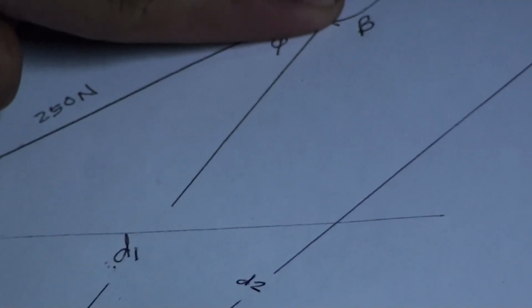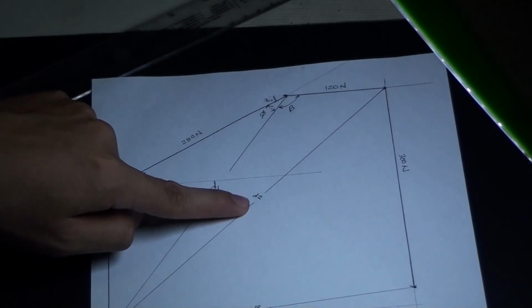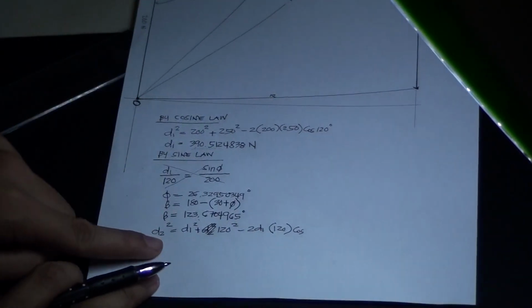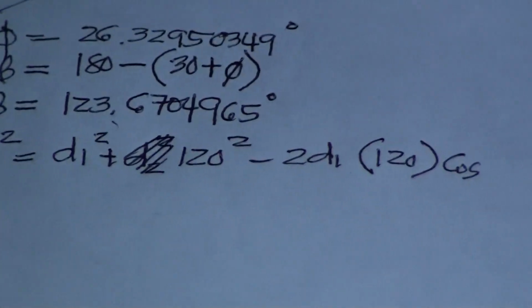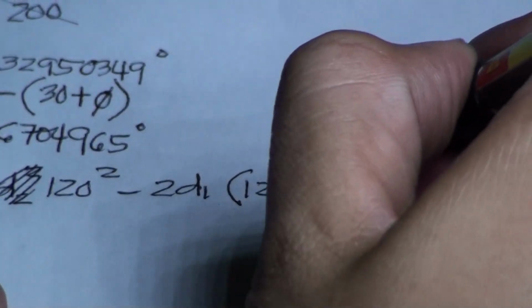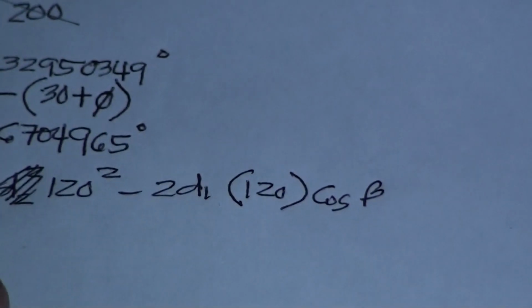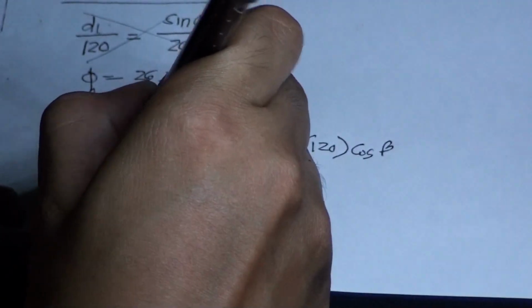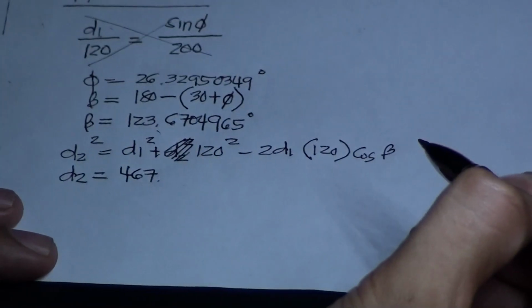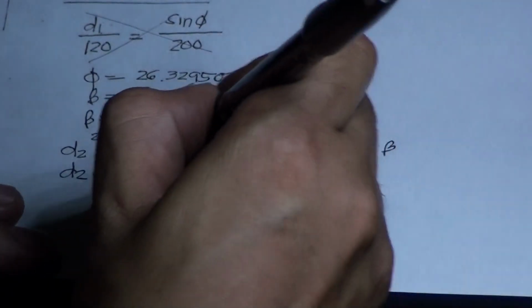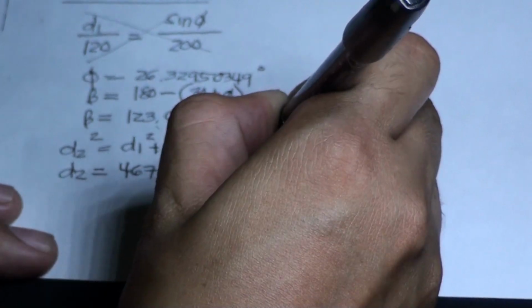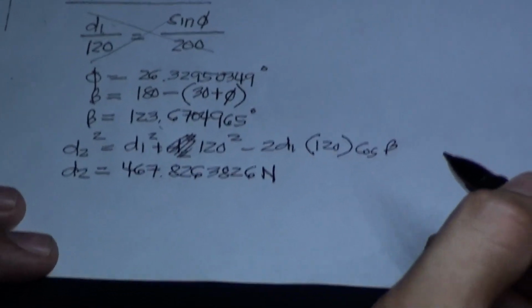Okay, this angle. So looking at the entire figure, you have D sub 2 here, and opposite to that side is angle beta. So that is the angle to be used here at cosine law. Okay, so cosine beta. Take note that beta is already known. Okay, next. So ending up with your D sub 2 equivalent to 467.0.8263826. That is newtons. Okay, so that is your D sub 2.